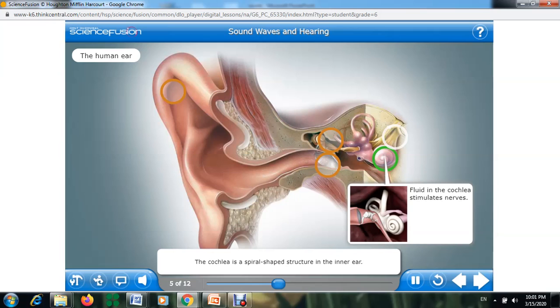The cochlea is a spiral-shaped structure in the inner ear. It's filled with fluid and lined with tiny hairs called cilia. Vibrations from the bones in the middle ear cause waves in the fluid. These waves stimulate nerve cells to produce an electrical signal. This signal is then sent to the brain.